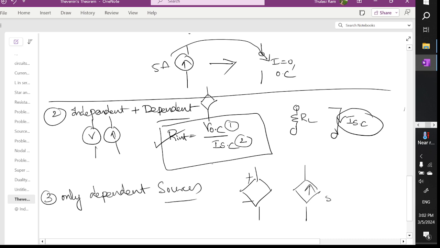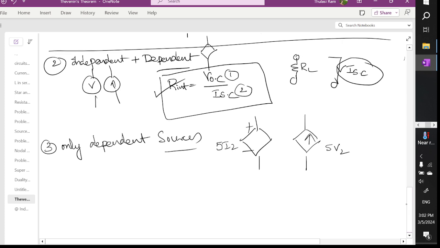So this will be given as 5 into V2, something voltage dependent current source. This will be some 5 into I2, so current dependent voltage source. So like this, if we have sources in the network where only dependent sources are there.